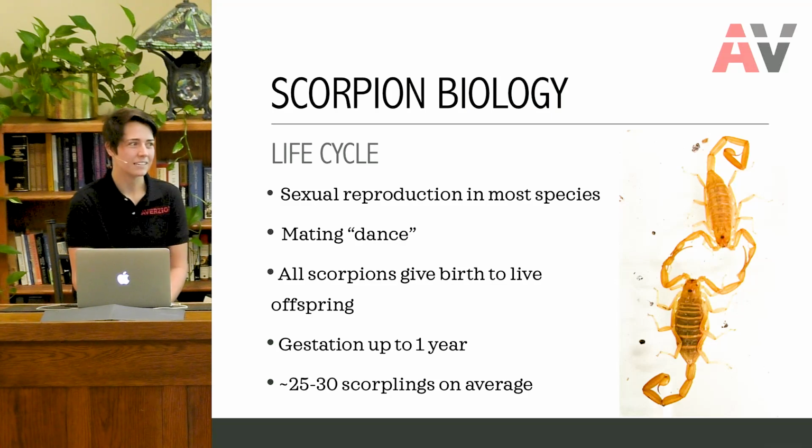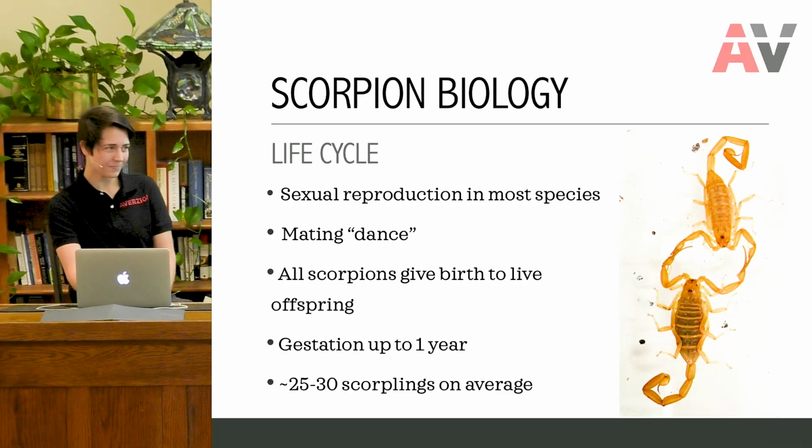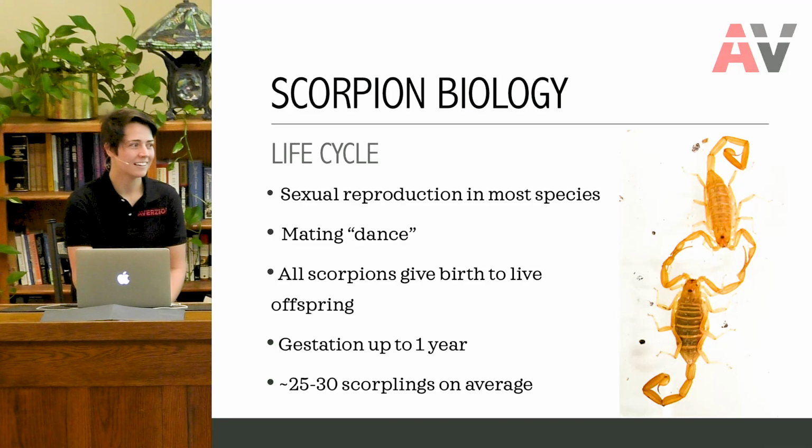This is going to be internally fertilized eggs that the female will carry until they're ready to be born. And so that gestation period can last for up to a year in certain species. In the bark scorpion, this is going to be closer to around 9 months. So similar to humans, actually. They're pregnant for about the same time as us. And on average, about 25 to 35 babies are going to be born.